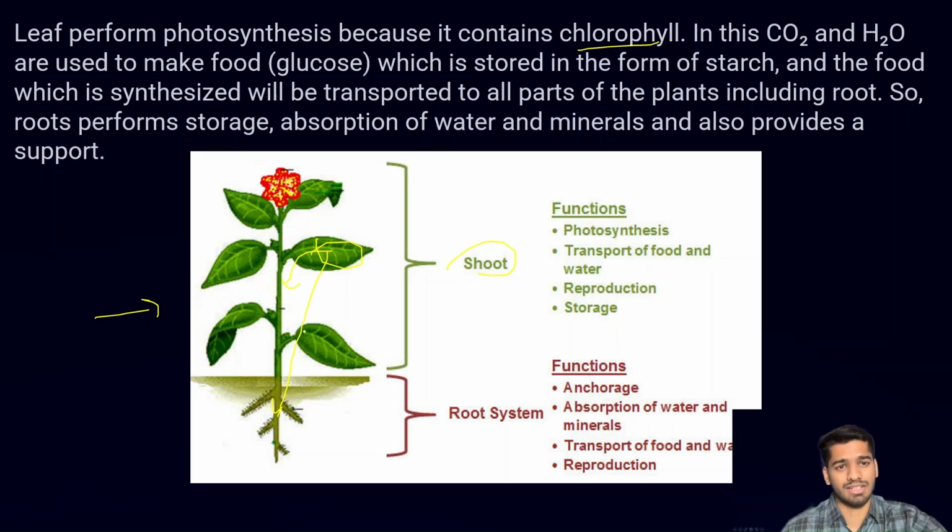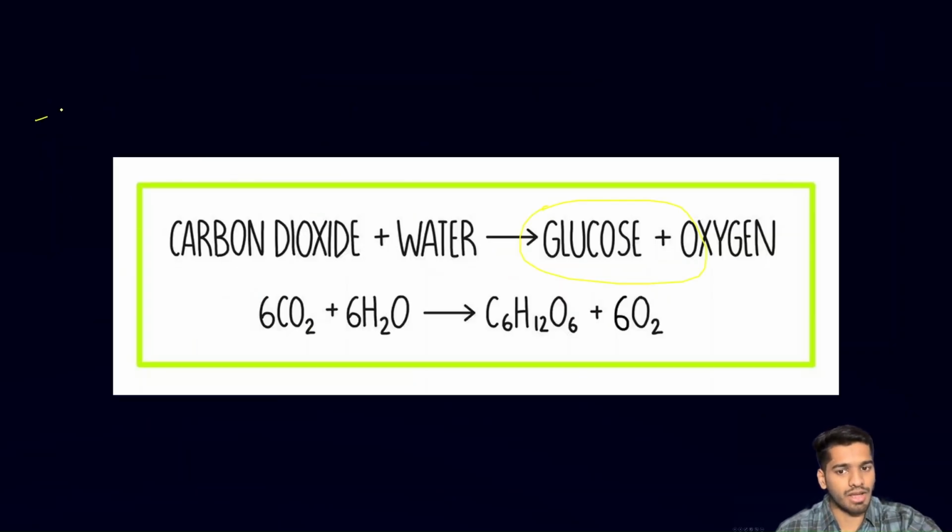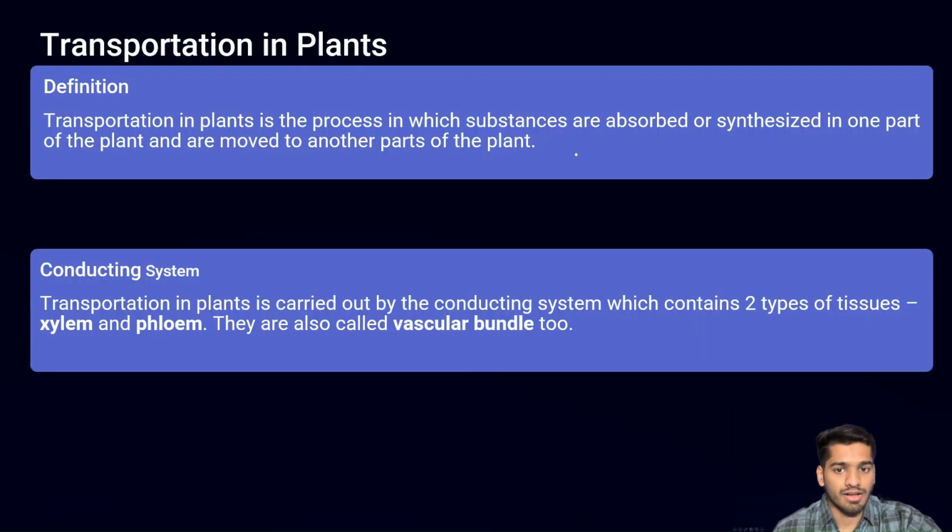So this was the basic structure of a plant. And we have also understood what is photosynthesis. Photosynthesis is a process in which we use carbon dioxide as well as water to make glucose, which is food. So now we are going to understand what is transportation. This is going to be there for 2 to 3 marks. So they are going to ask you to define transportation.